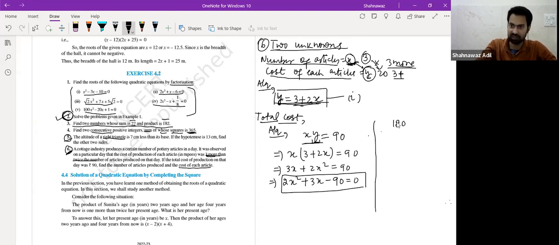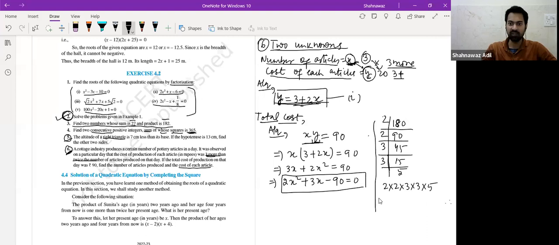So 180, and we have to take the factors. This is 45, this is 3, this is 15, this is again 3, and this is 5. So the factors are 2 into 2 into 3 into 3 into 5. And we have to get 3, so the factors should be closer to each other, right?